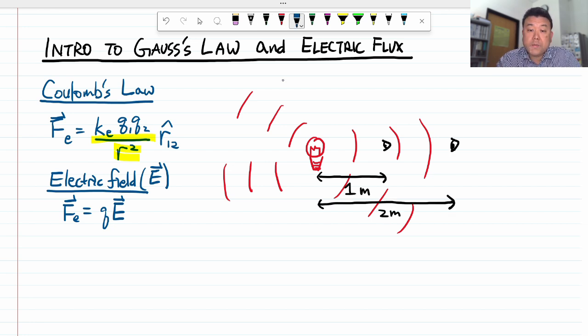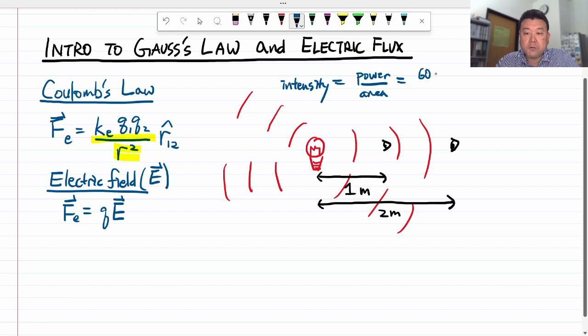We measure intensity, one of the ways to measure brightness, as amount of power going through some area per area. If the 60 watts of radiative power is going through 10 square meters, for example, then the intensity would be 6 watts per meter squared.